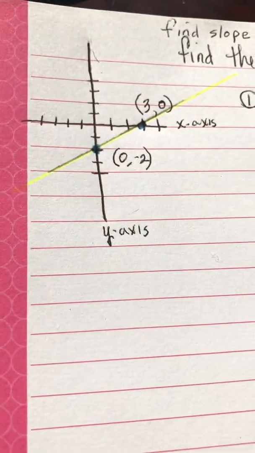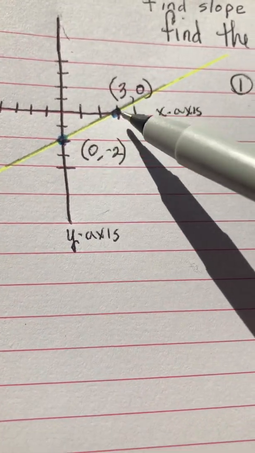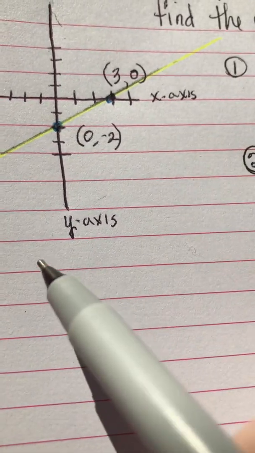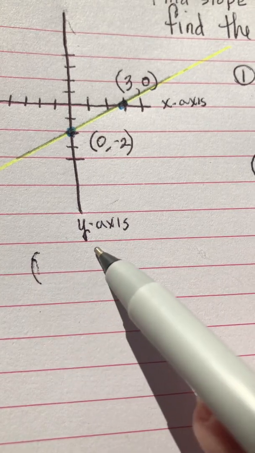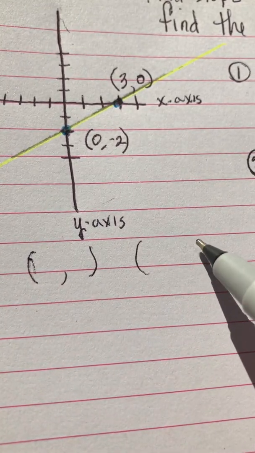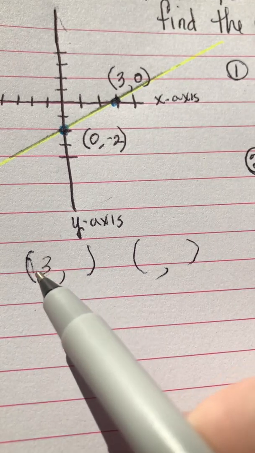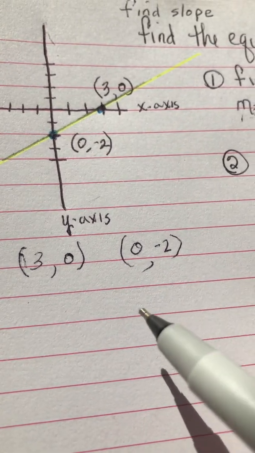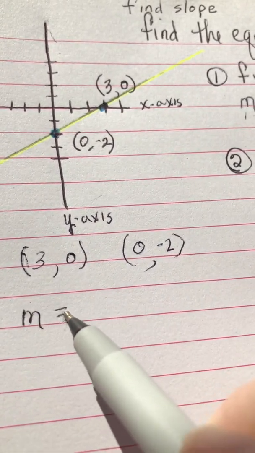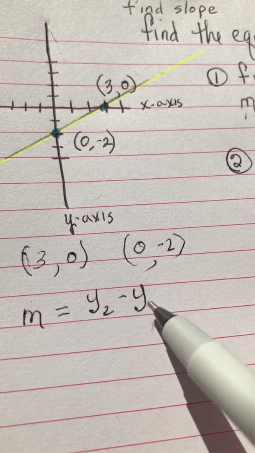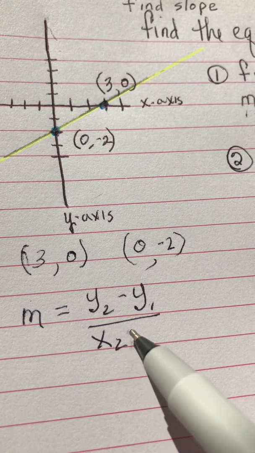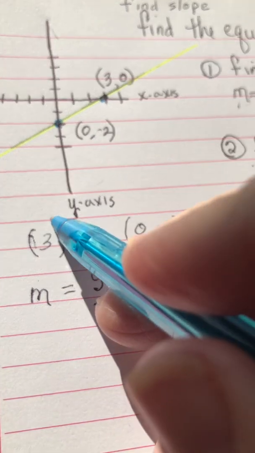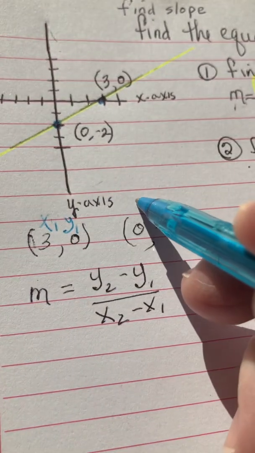So using this line right here, I've already identified the name of these 2 locations. Their address basically is what it is. And so I have 2 sets of x and y, and that's what you need to be able to find the slope. You need 2 sets of x and y. So we have 3 and 0, and we have 0 and -2. And so to use the slope formula, remember, the slope is y2 minus y1 over x2 minus x1. So I'm going to decide which set is first and second. Doesn't really matter, but I'm going to call this my x1 and my y1, and this my x2 and y2.